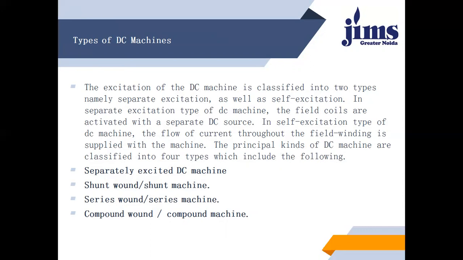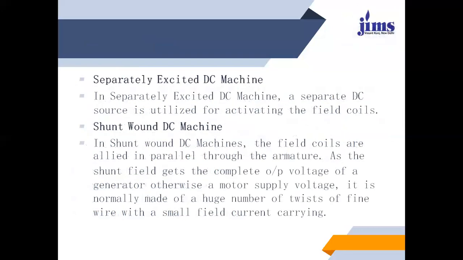The principal kinds of DC machine are classified into four types, which include the following: separately excited DC machine, shunt wound or shunt DC machine, series wound or series machine, and compound wound or compound machine. So it depends upon the types of connections we are providing to the field winding of the machine. The armature winding will be given over the rotor part of a machine. For a separately excited DC machine, a separate DC source is utilized for activating the field coil.